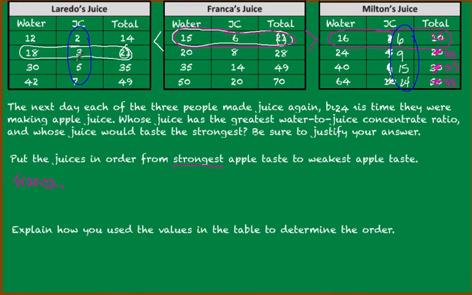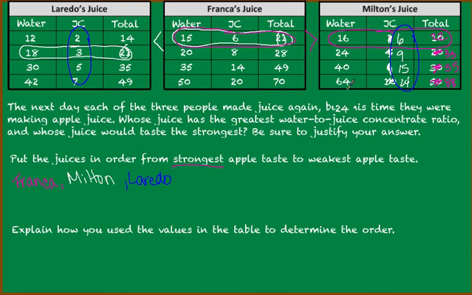So because of that, we're actually using the comparison of just the juice to find out that Lorado has the weakest juice. Okay, and then Milton has the middle amount. Okay, so now when we look at explaining how we use the order, we can talk about how we used comparisons. We compared the amounts of juice concentrate, and we compared the amounts of water, and we used common sense.